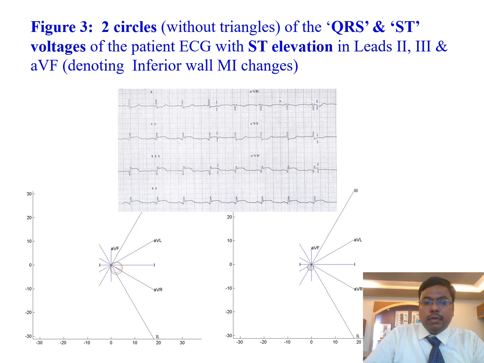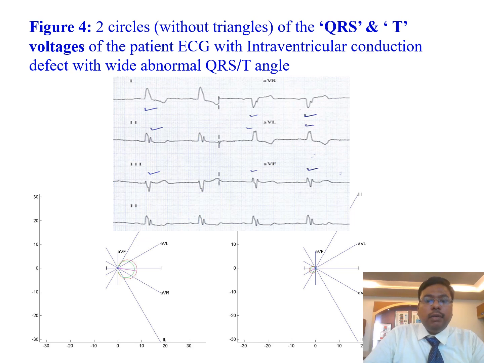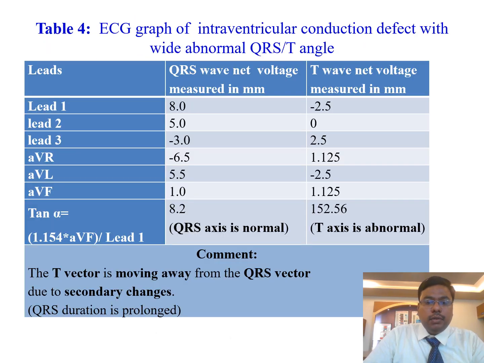So the ST vector is towards the injured surface, and reciprocal ST depression is seen in the leads oriented away from the current of injury. The QRS vector is not deviated because the inferior wall is not infarcted, it is injured. The fourth example: intraventricular conduction defect. The QRS and T are moving away in opposite directions, so there is an abnormal QRST angle. The T vector is moving away due to secondary changes, and this does not denote a primary change.